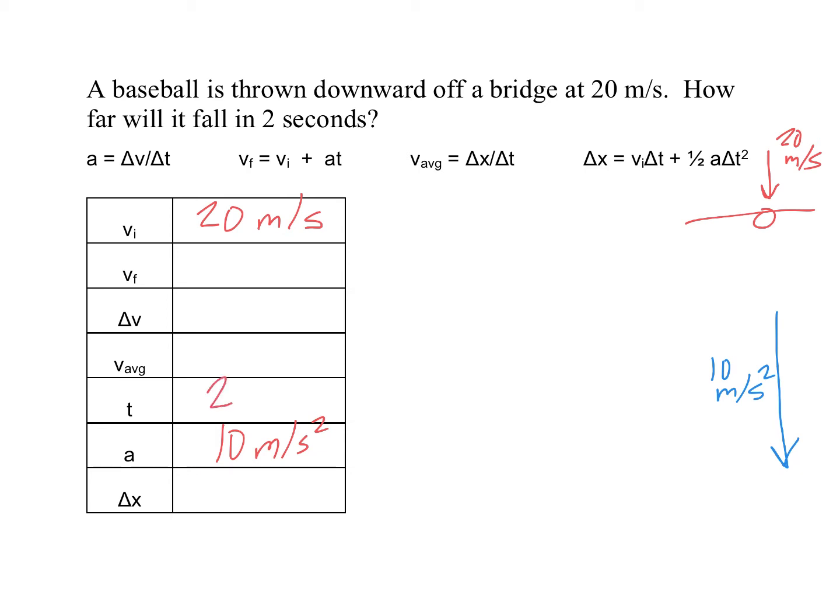We know the time is 2 seconds. So this is all the information we're initially given. The question is, how far will it fall in 2 seconds? So how far is the work of delta x? That's what we're looking for.